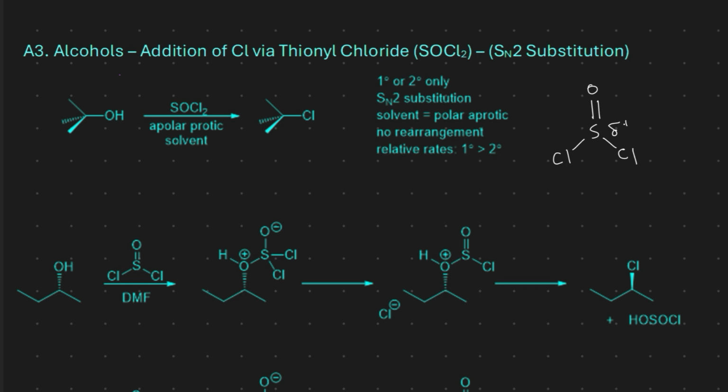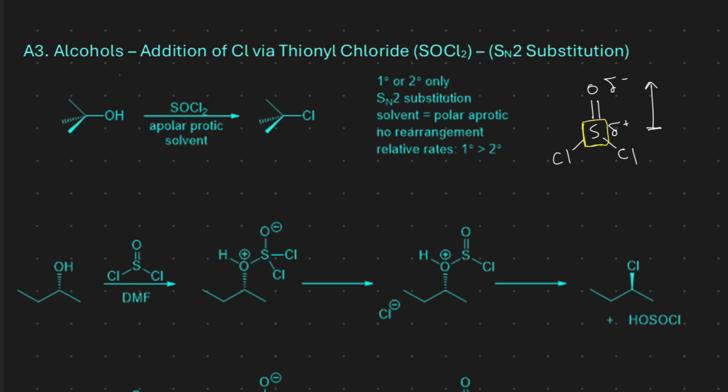There's an area of very low electron density near the sulfur, and of course the oxygen, which is very electronegative, has the majority of the electron density. So it forms a dipole, a very strong one, right here, making the sulfur electrophilic.